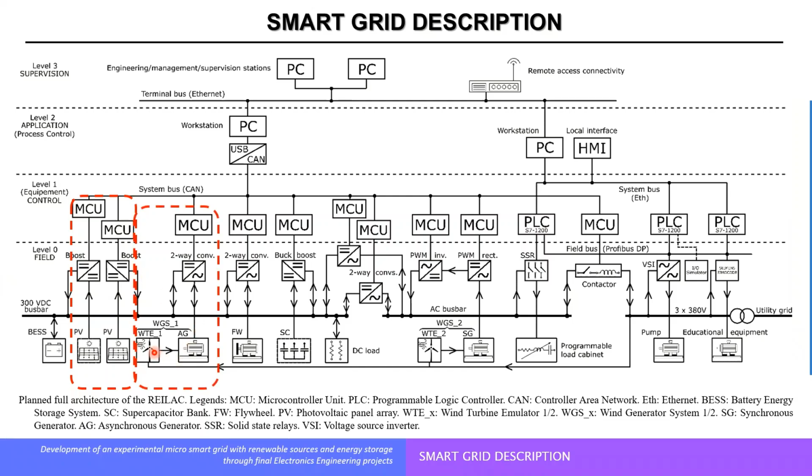We have a wind generation system with an emulated wind turbine, so this is not a physical turbine, but a machine which is controlled to behave like a wind turbine with variable parameters and conditions. That drives an asynchronous generator, which is then rectified in a controlled manner into DC. Similarly, we have a second wind generation system, a larger one. This is 20 kilowatts. This is maybe 1.5 kilowatts. And in this case, we use a synchronous generator.